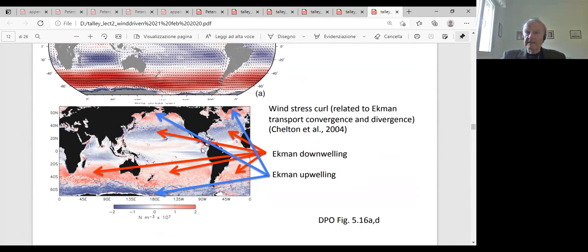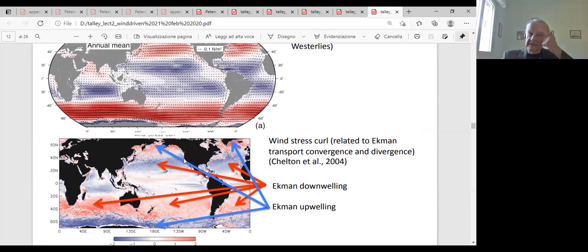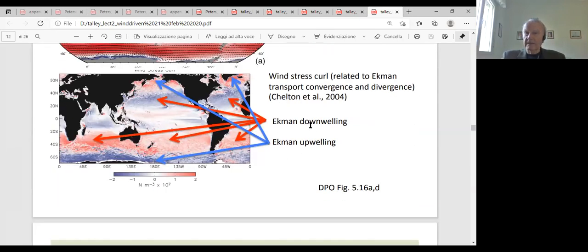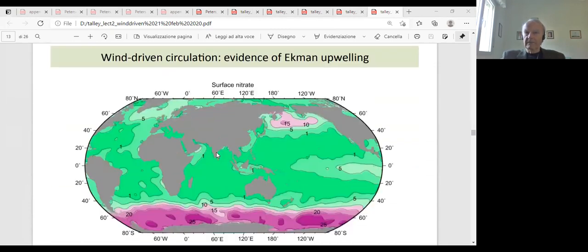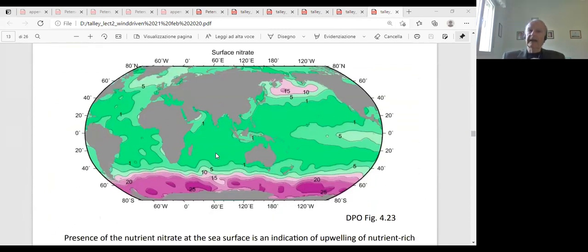So here we assigned the areas where there is upwelling or downwelling, which are consequences of the structure of the wind field. You can see the Ekman downwelling and Ekman upwelling, and how it looks related to Ekman transport convergence or divergence. One interesting thing that is also important to mention is the surface nitrate distribution.